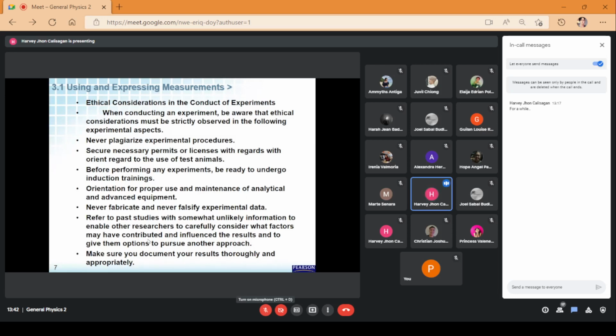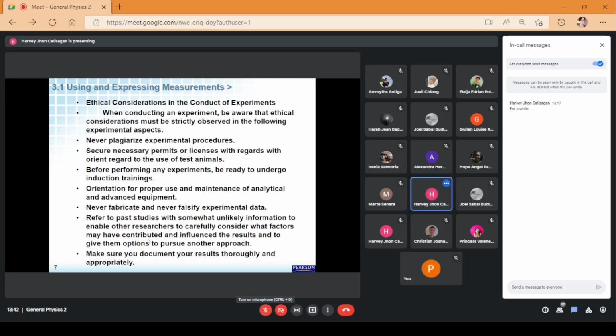Also, we have here: refer to past studies with somewhat unlikely information to enable other researchers to carefully consider what factors may have contributed and influenced the results, and to give them options to pursue another approach. Okay? So, what do you mean by referring our study to past studies? Of course, our references are considered as past studies. And sometimes, if we wanted to have the same approach as the past studies had, we are unlikely to follow the method they used, no?